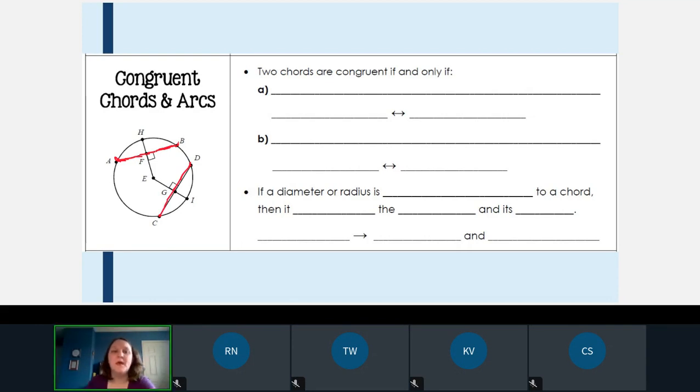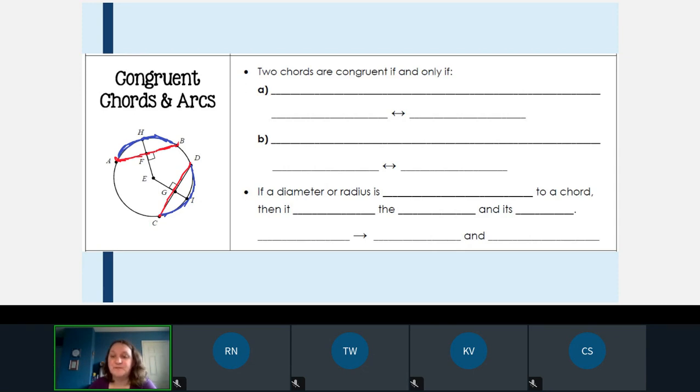Wonderful. An arc is a piece of the circumference. So remember, the circumference is the length around a circle. An arc is a piece of that. So I can say that arc AB is a piece of the outside part of the circle. There's lots of arcs in this picture. HB is an arc, AH is an arc, CD is an arc, CI is an arc. It's just a piece of that circumference.